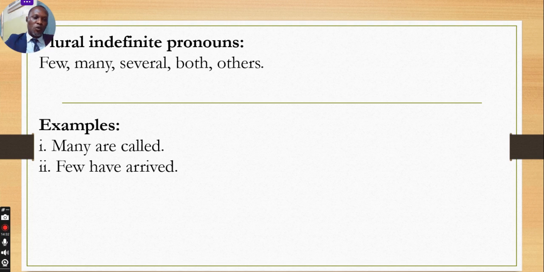Few have arrived, or few people have arrived. Not "few people is arrived" or "has arrived." Few people have arrived. Few have arrived. I hope you're going along with me. It's as simple as that. So that when you master all this, you can play this video over and over. And then when you master it, you begin to have grammatically correct sentences.